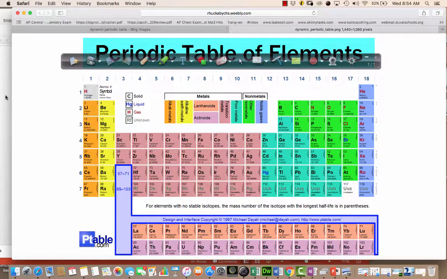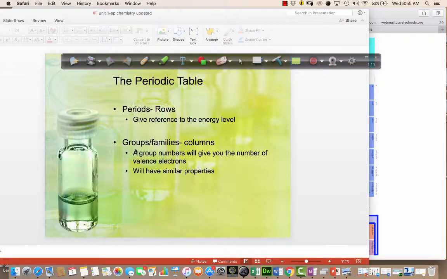Alright guys, this is going to be a very, very brief review on the periodic table and their families. This is going to be very brief because this is all material you should have seen at some point, and we're just going to review it so that you remember it if you have forgotten. So when we look at the periodic table, we have rows and then we also have groups.